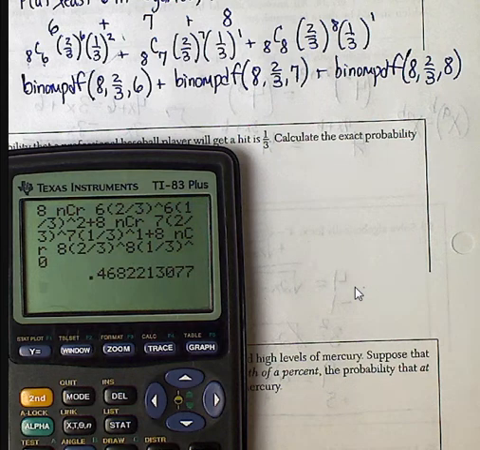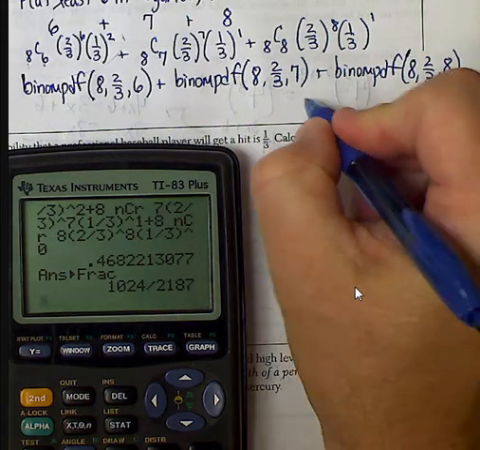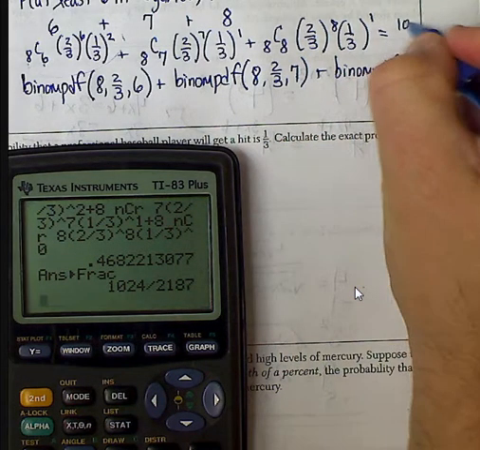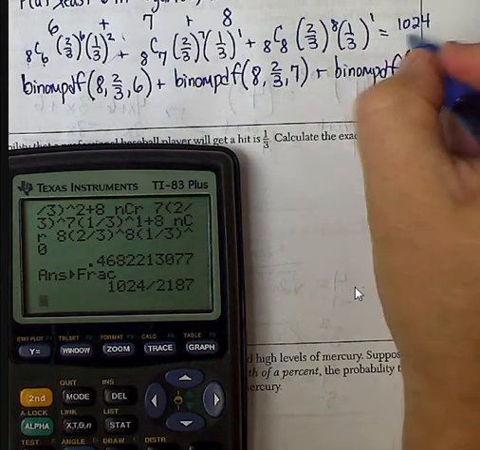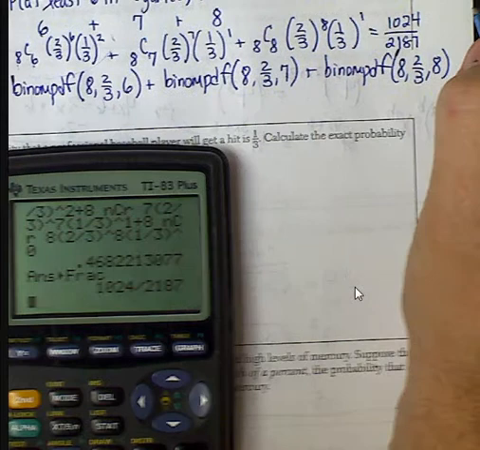Enter. You get your probability answer there. Math, fraction, and you're going to get 1,024 over 2,187.